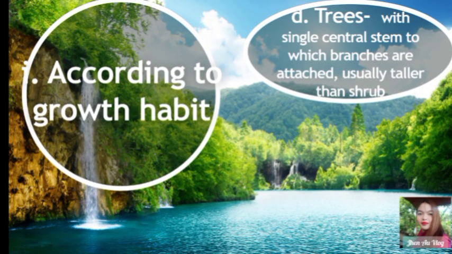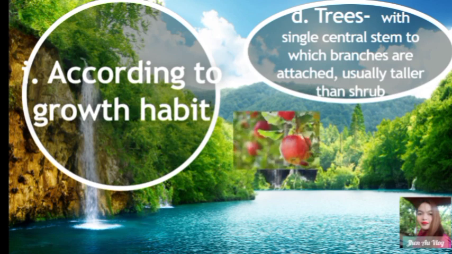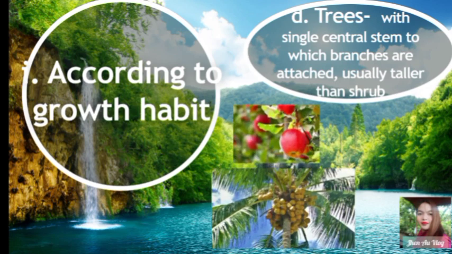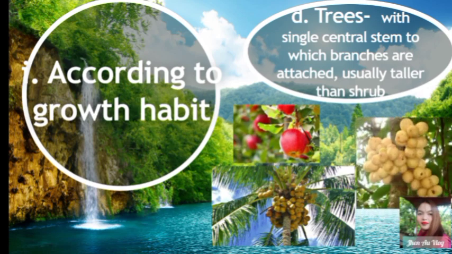Then fourth is the trees, with a single central stem to which branches are attached, usually taller than the shrub, which is apple, coconut, and lanzones and different other fruits.